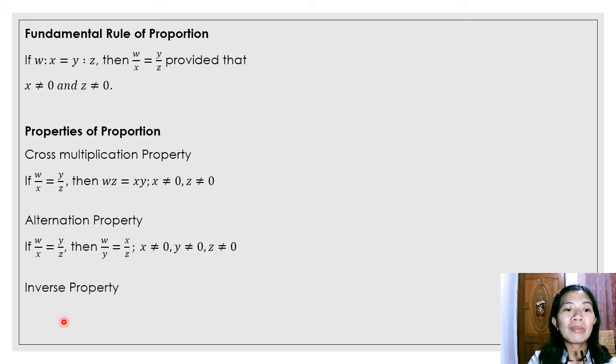Next is the inverse property. For the inverse property, if W over X is equal to Y over Z, then we get the inverse, so it becomes X over W, the reciprocal, equal to Z over Y. So we get the inverse or the reciprocal, where W, X, Y, and Z should not be equal to 0.